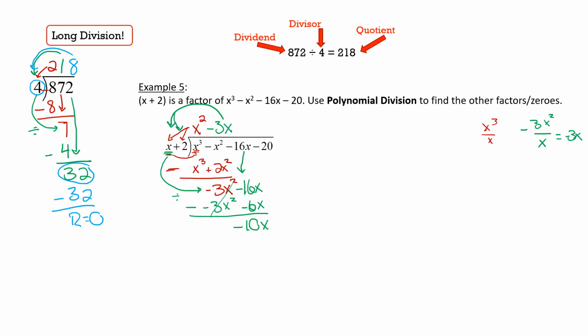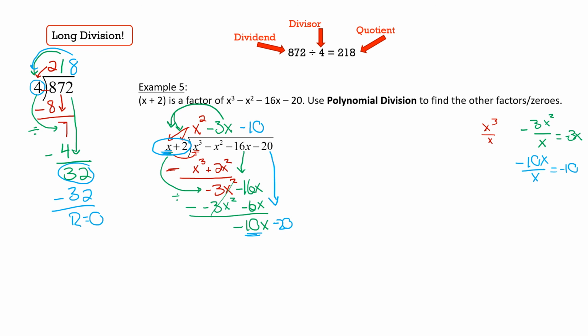So I've got to keep going. I bring down the negative 20, and I start it all over again. I go back up to my binomial here, x plus 2. I take the first term, which is the x, and divide it into this first term here. That means on the side, I'll show you, I'm doing negative 10x divided by x. That is negative 10. This goes up into my quotient, negative 10.